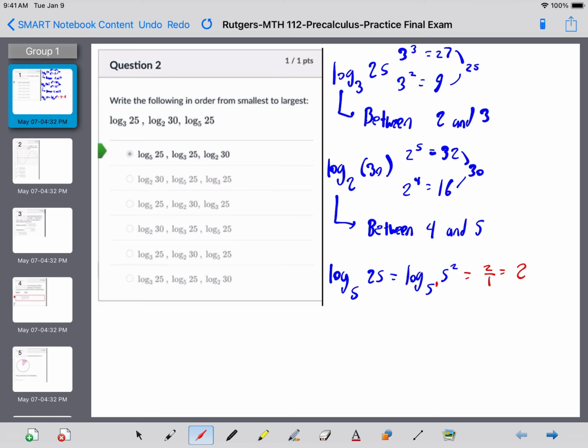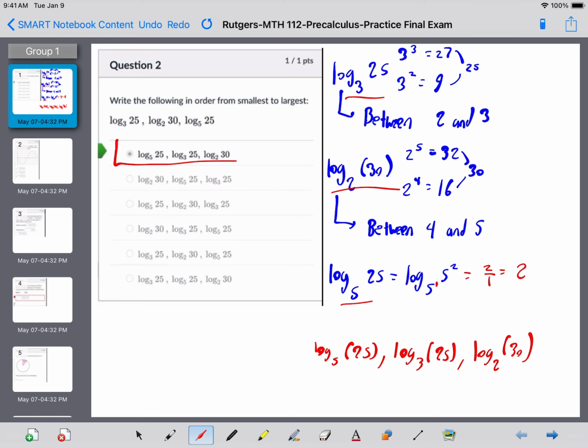2 is before a number between 2 and 3, and then the number between 4 and 5 would be after both. So the order would be log base 5 of 25, then it would be log base 3 of 25, and then it would be log base 2 of 30. So that here is option 1.